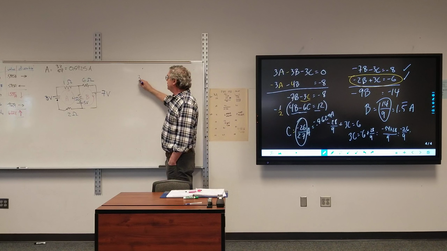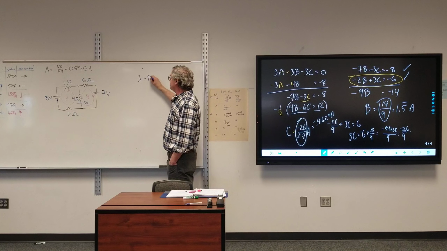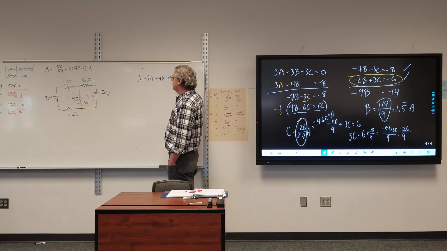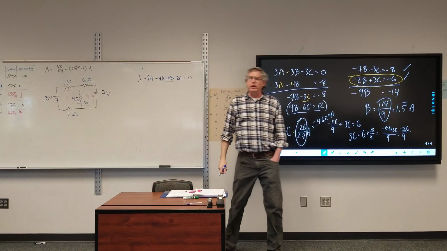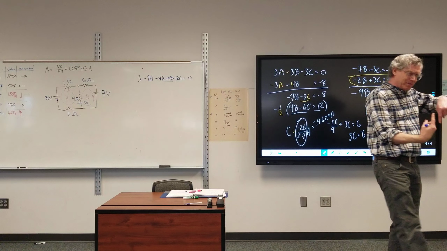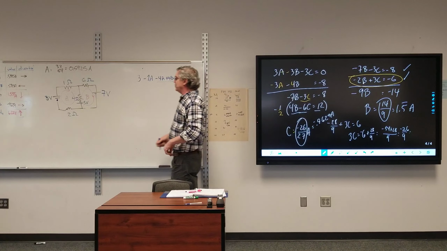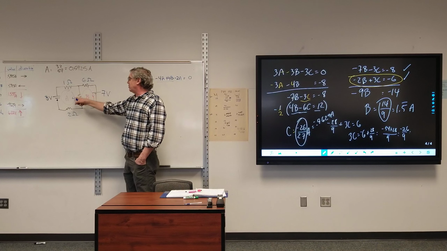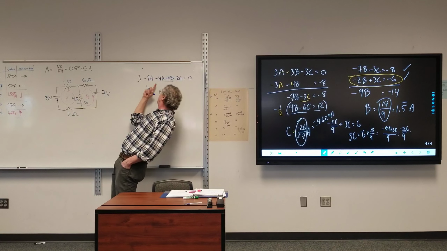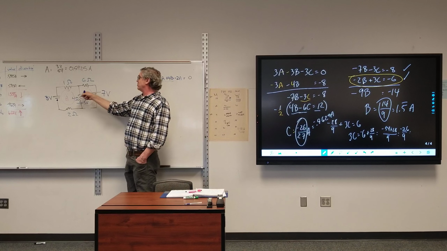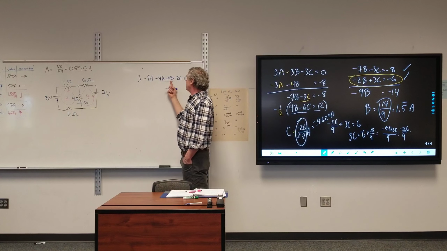So I have 3 minus 1A minus 4A plus 4B minus 2A equals 0. That's the tricky part right there, is the fact that I have two currents going across the middle. A, and my loop is going clockwise here, I'm going in the direction of A, so that's why the A terms are negative, but I'm going against the direction of B, so that's why that's positive.